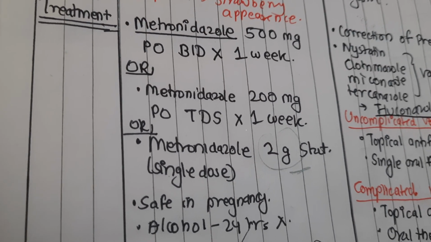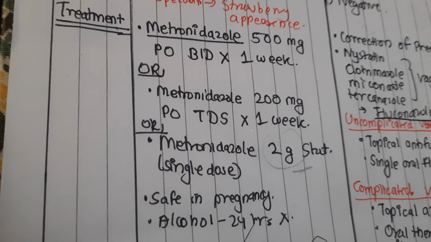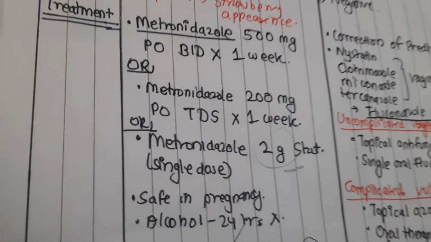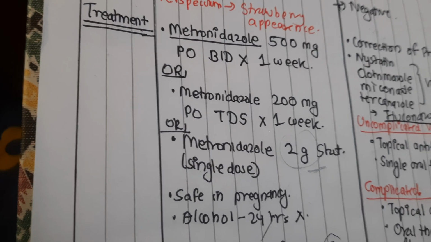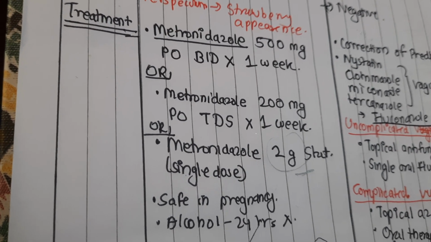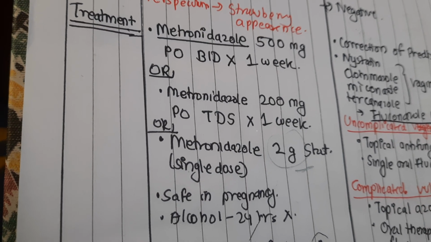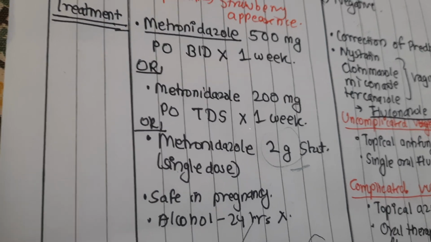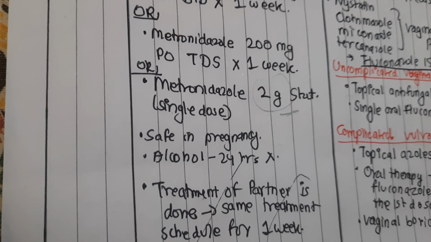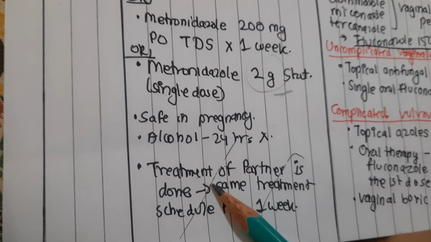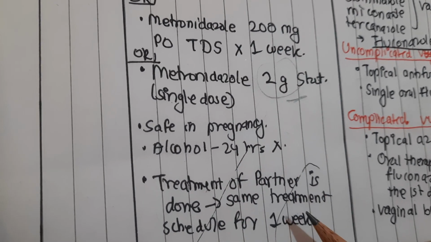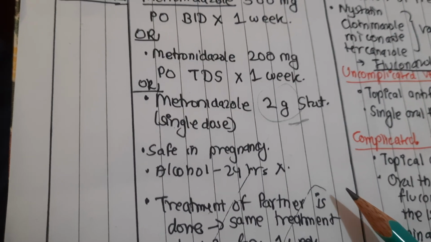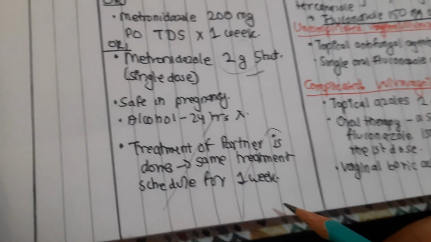that women should avoid taking alcohol for 24 hours after metronidazole. Why? Do you know the reason? If you know, then please mention it in the comment section. Actually, metronidazole has a disulfiram-like reaction, and it will cause the symptoms of disulfiram toxicity. And it is safe in pregnancy, as we have already said. The treatment of the partner is also done, with the same schedule for 1 week, that is metronidazole 500 mg for 1 week. We have to treat the partners too in Trichomonas vaginalis.